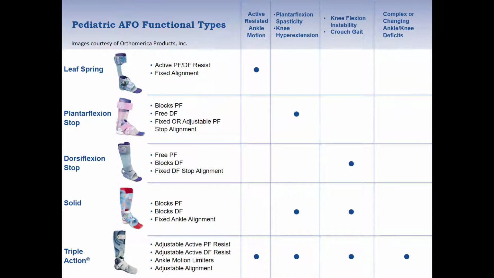Triple-action AFOs provide features found in the other functional types in addition to independently adjustable resistance, range of motion, and alignment adjustments. These orthoses are well suited to the management of complex, combined, or changing ankle and knee deficits. Triple-action AFOs can be used to actively treat plantar flexion spasticity, knee hyperextension, knee flexion instabilities, or crouch gait. They are also suitable for post-surgical support and can be used for contracture management.